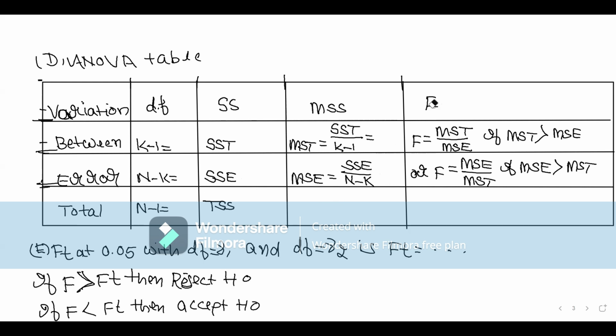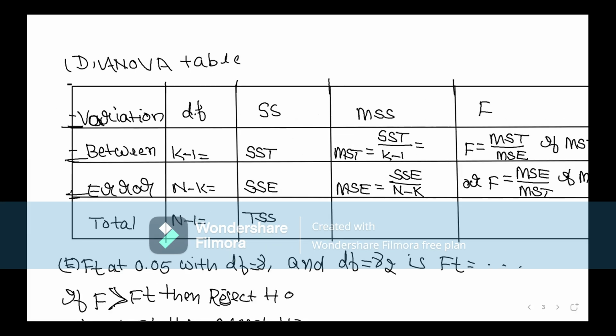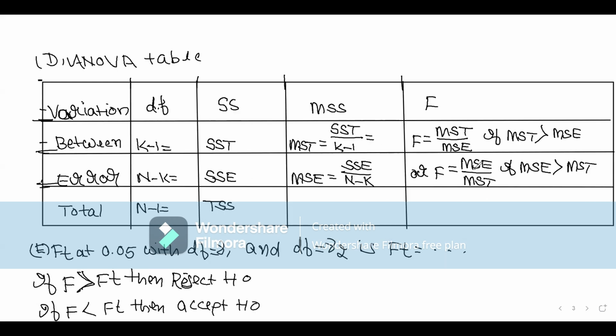Then next, F equal to MST divided by MSE, if MST is greater than MSE, and this you have to use. Otherwise, you have to use F equal to MSE divided by MST. Look here, MSE divided by MST, if MSE is greater than MST. You calculate this value here.